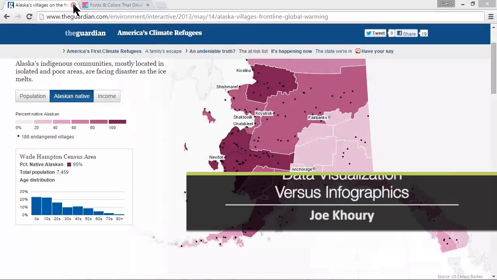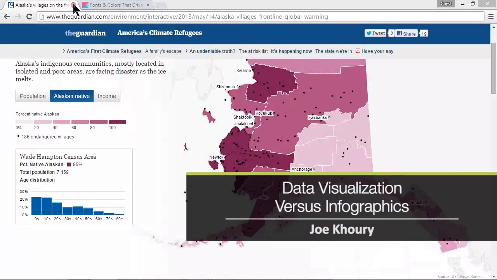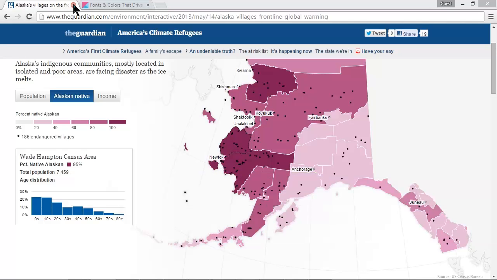Data visualization versus infographics. How the graphic is generated. With data visualizations, programs create the graphics. Data numbers are used for the generation. The numbers are crunched by some program or algorithm, with the output being the graphic presented in the data visualization.